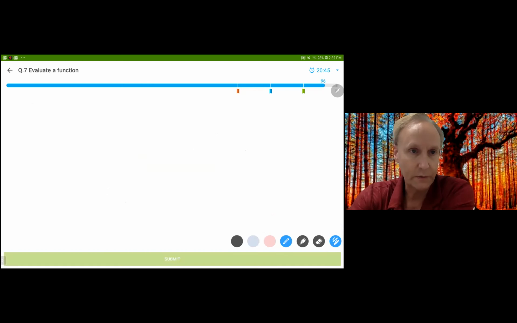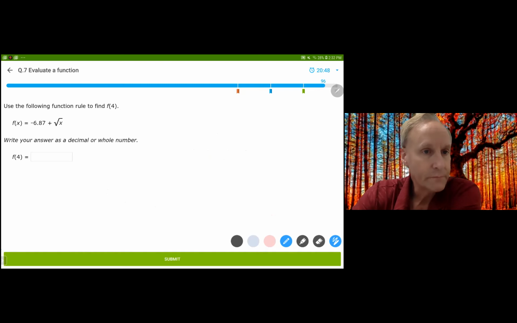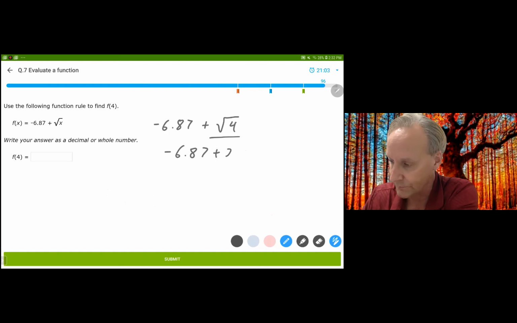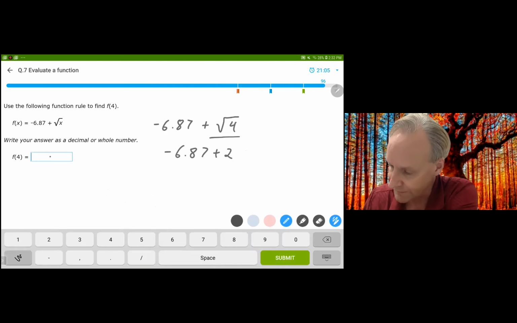Anything to the 0 power is 1. This time it has a square root in it. We have negative 6.87 plus the square root of 4. The square root of 4 has to be done first, and that is just 2. So we have negative 4.87.